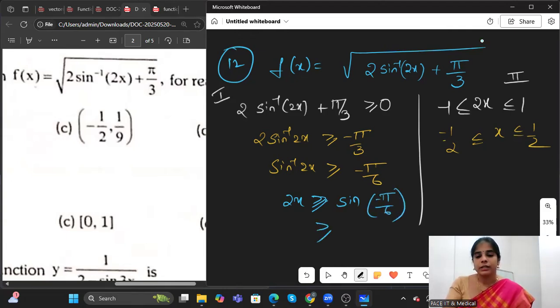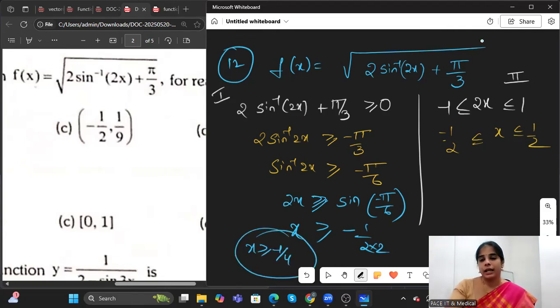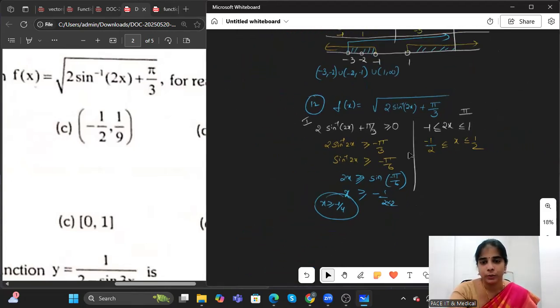So that is greater than or equal to minus, what is sine pi by 6? Sine pi by 6, that is sine 30, so that is 1 by 2. Therefore x will be greater than or equal to minus 1 by 4. And here you got your x lying in between minus 1 by 2 and 1 by 2, right?